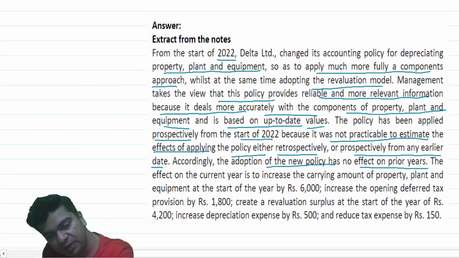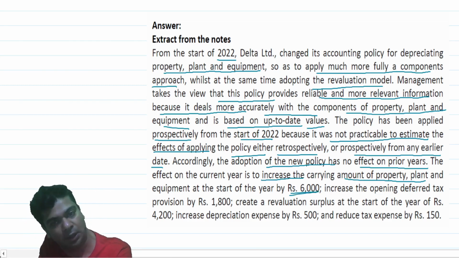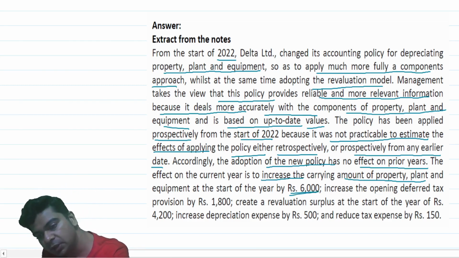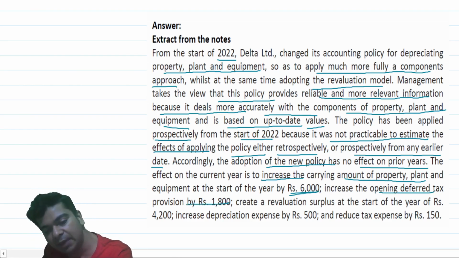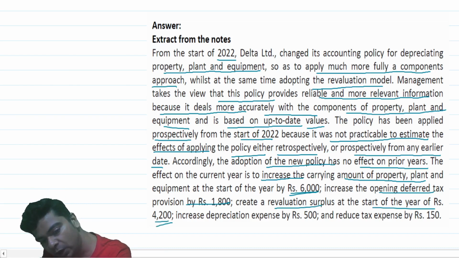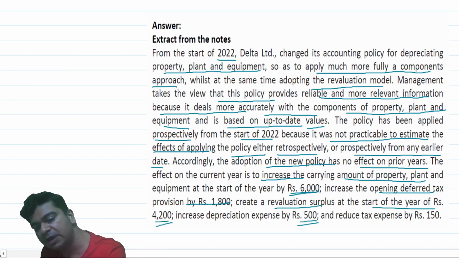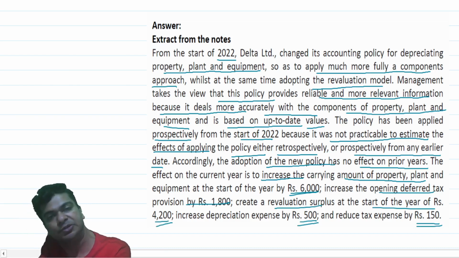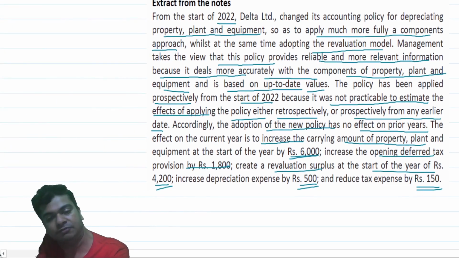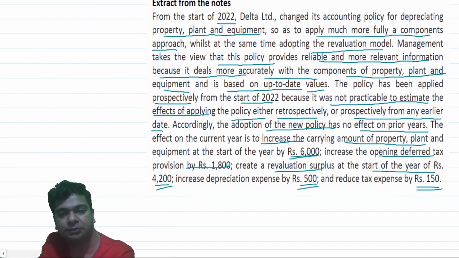They say the effect in the current year is to increase the carrying amount of property and equipment at the start of the year by 6,000. We've already seen how it is increasing by 6,000. Deferred tax will be increasing by 1,800. Revaluation surplus will be 4,200. Depreciation will increase by 500 and tax expense will reduce by 150. I believe I've already explained all the figures, from where we are getting the 6,000.